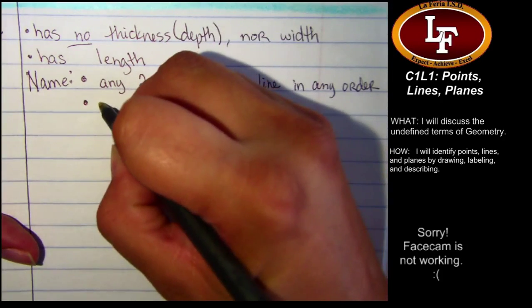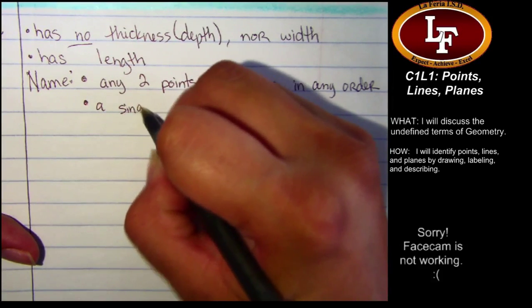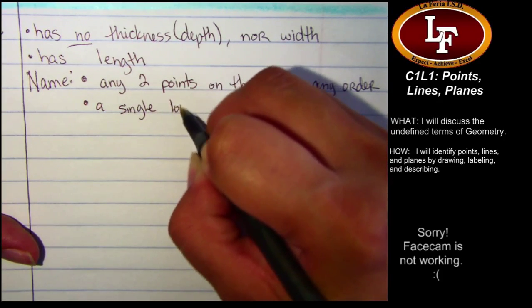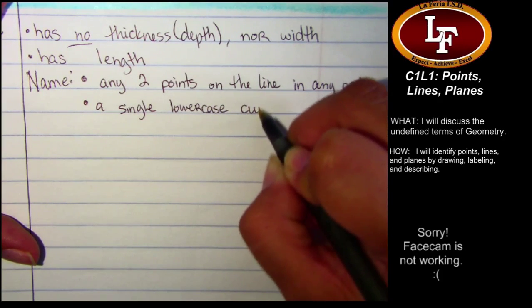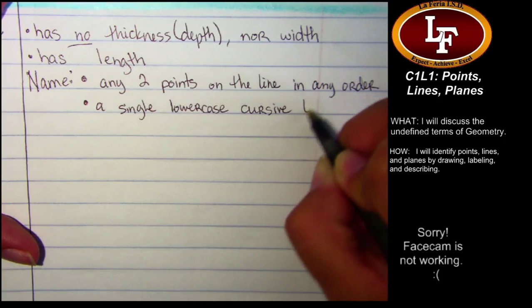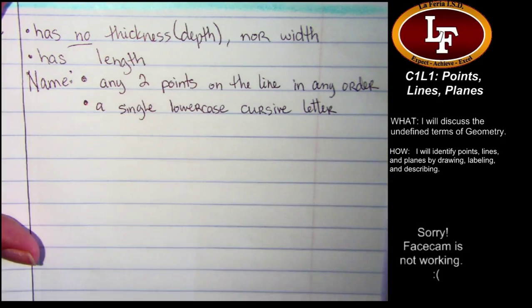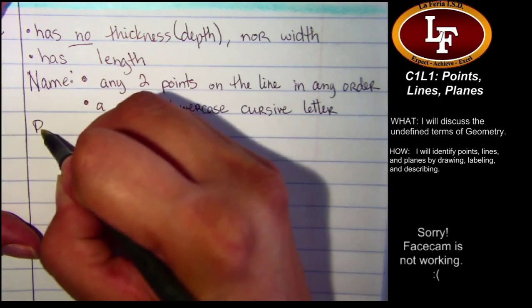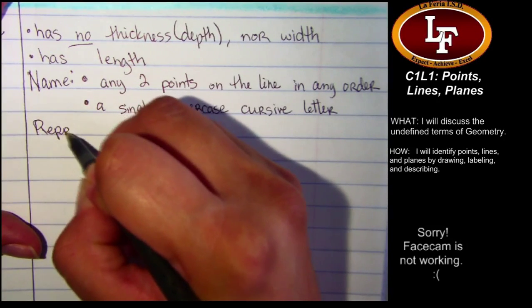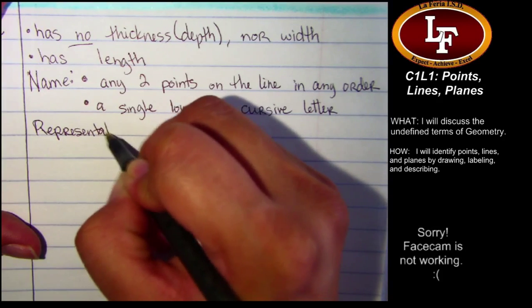All right, the next one is a single lowercase cursive letter. And this is where that cursive is going to come into play. It must look cursive. If it doesn't, you didn't give me the name of a line. All right? Make sure it's cursive. Find me the representation of a line, please.